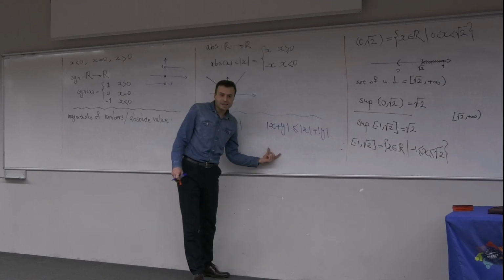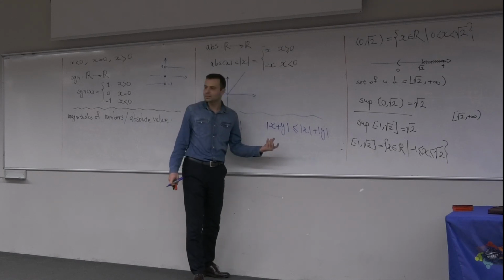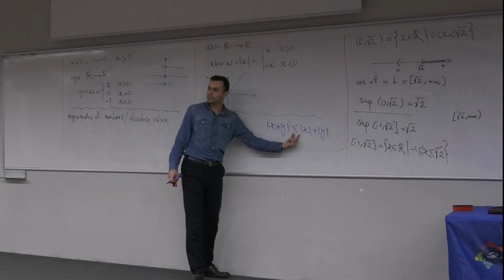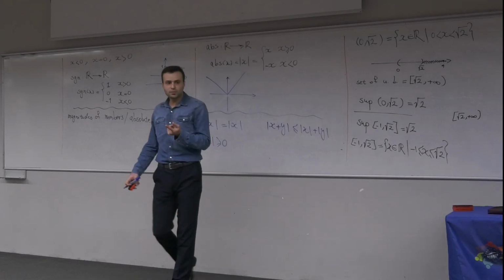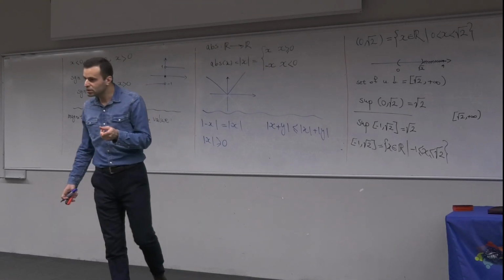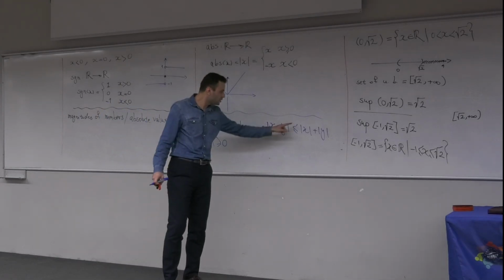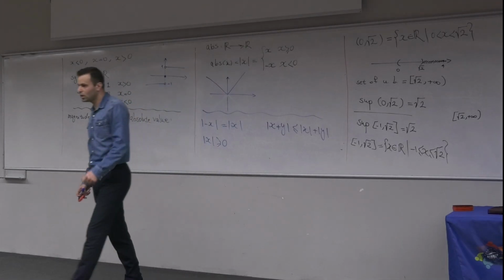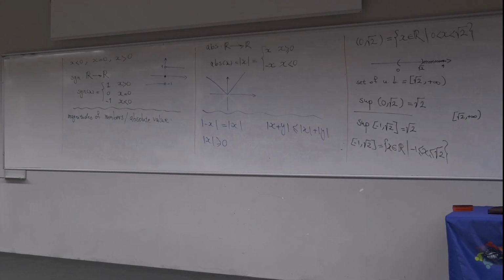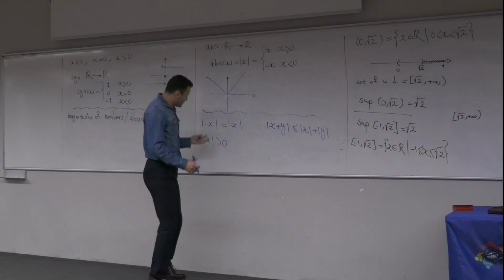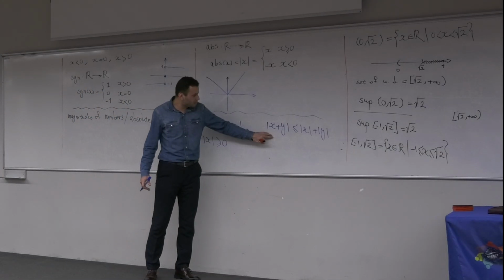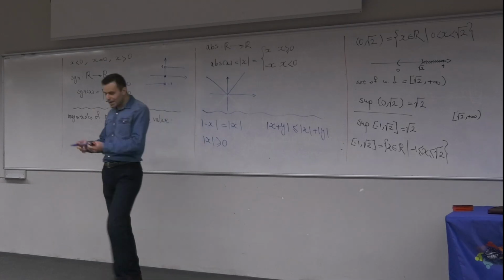We can argue in exactly the same manner that if two of them are negative, then this is also again an equality. But in the case that one of them is positive and one of them is negative, then this is going to be strictly less than. Okay? Argue about this.